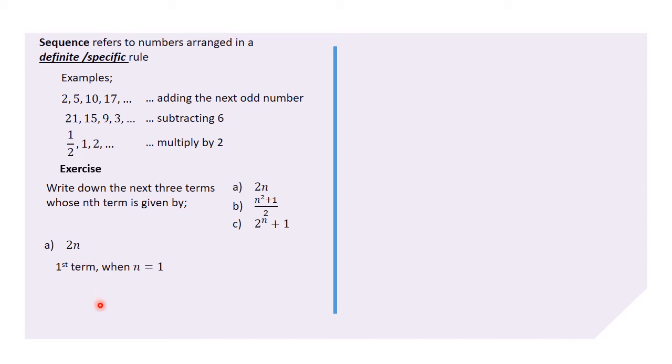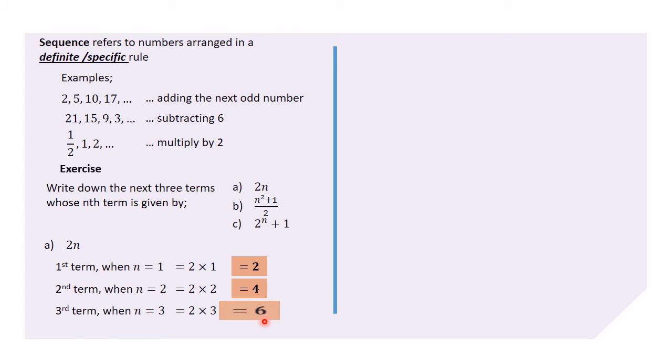Now the first thing is that we need to notice that the first term will be obtained when n is 1. So when n is 1, I get the first term. So I'm going to have 2 times 1, which gives us 2. And that's the first term in that sequence. The second term will be when n is 2, and therefore I'm going to have 2 times 2, which is 4. The third term will be when n is 3. That's going to be 2 times 3, which is 6. And so I have the first 3 terms in that particular sequence.